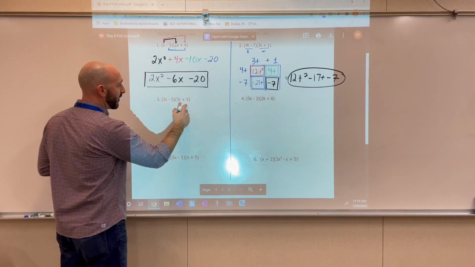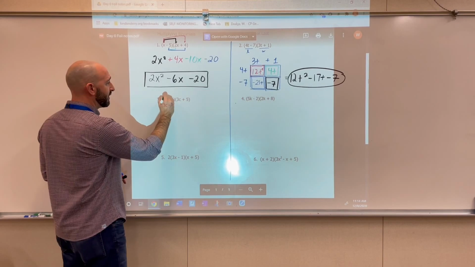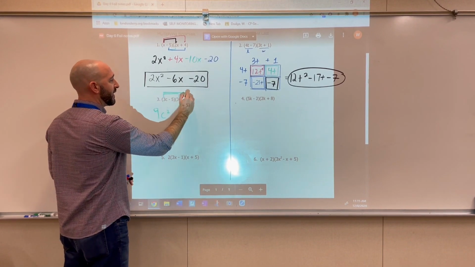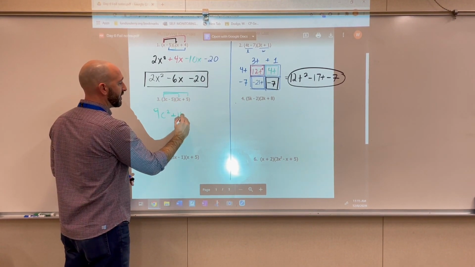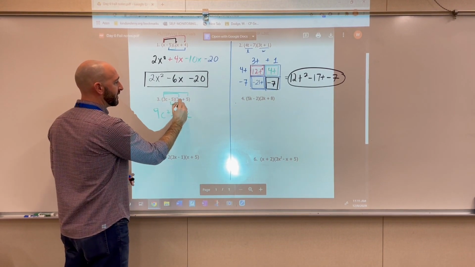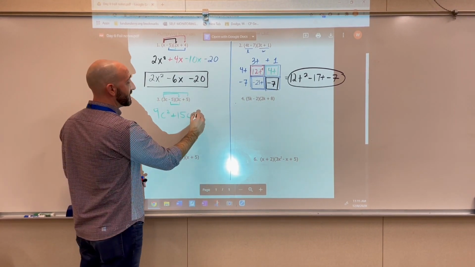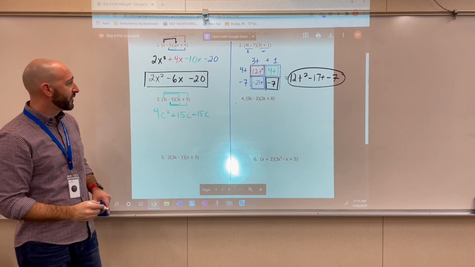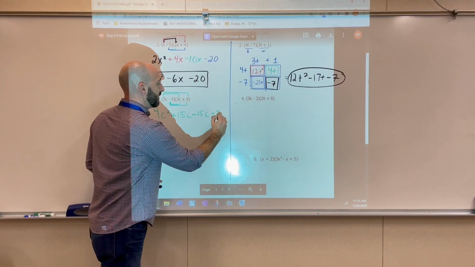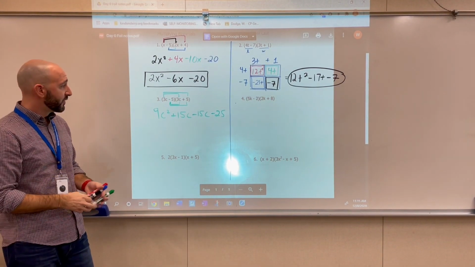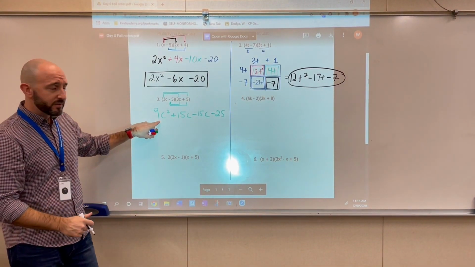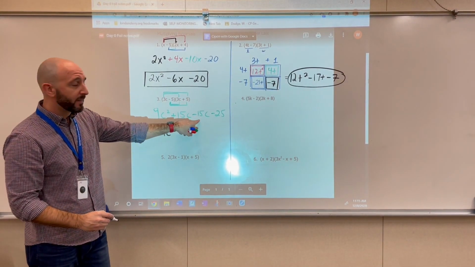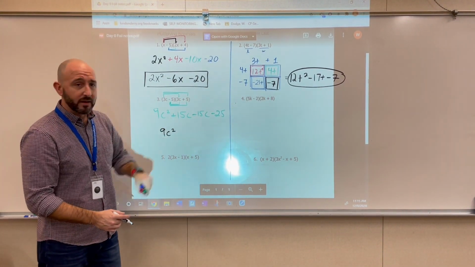So here we're going to multiply 3c minus 5 times 3c plus 5. The first terms, 3c times 3c, give us 9c squared. The outer terms, 3c times 5, give us positive 15c. The inner terms, negative 5 times 3c, is negative 15c. And then finally, the last terms, negative 5 times 5, is negative 25. So again, we'll go ahead and combine like terms. Only one term contains a square, so 9c squared. Positive 15c minus 15c is 0, and then we're left with negative 25.